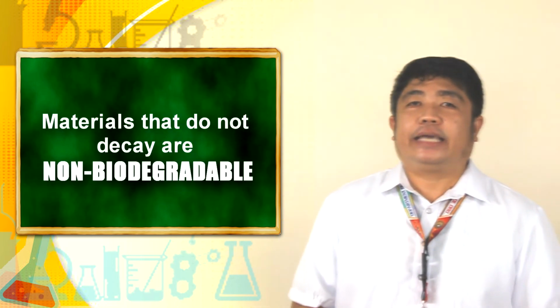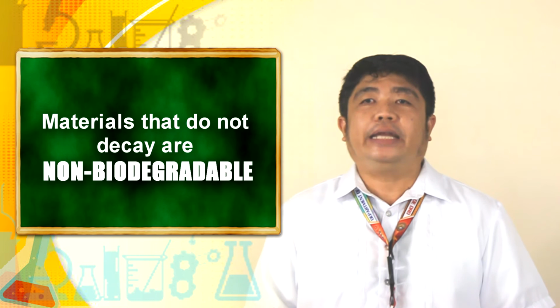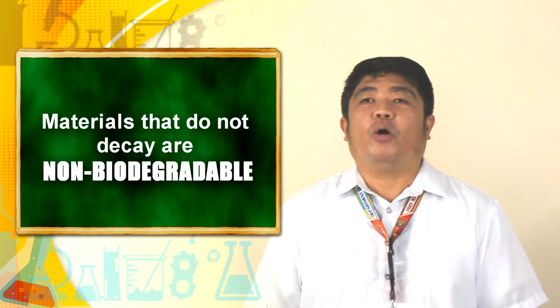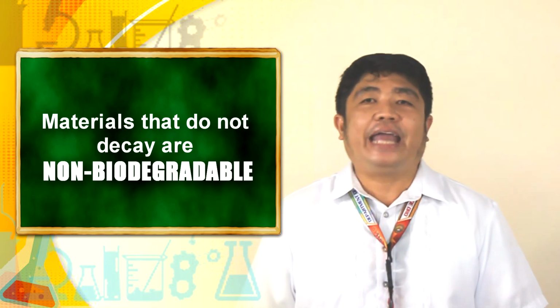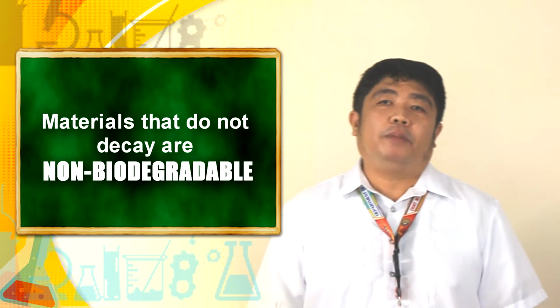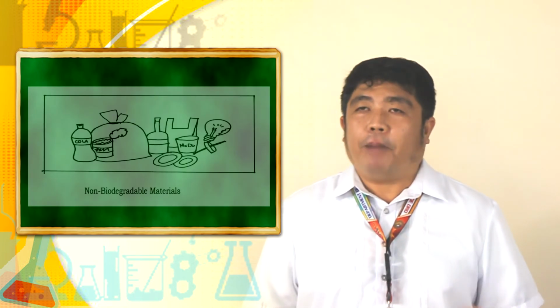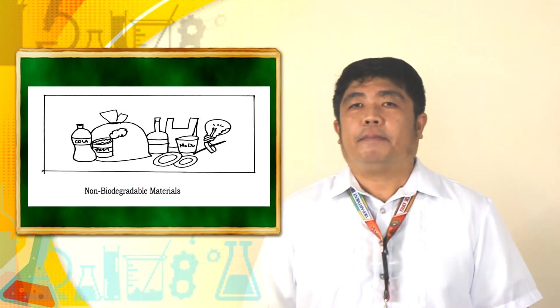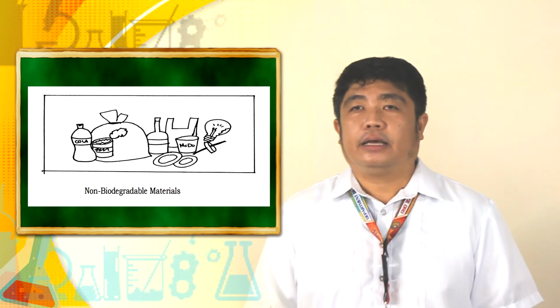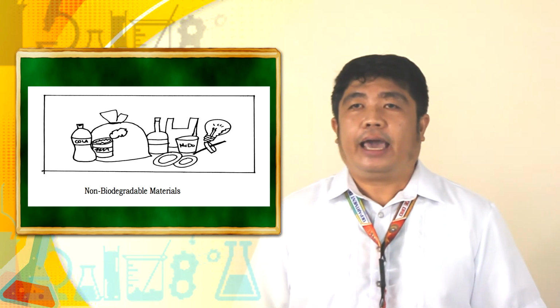Materials that do not decay are non-biodegradable or will take a long period of time to decompose with the help of Mother Nature. Examples of these non-biodegradable materials are bottles, plastics, porcelain, glass, and rubber.